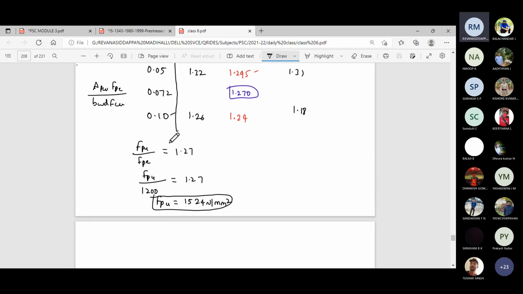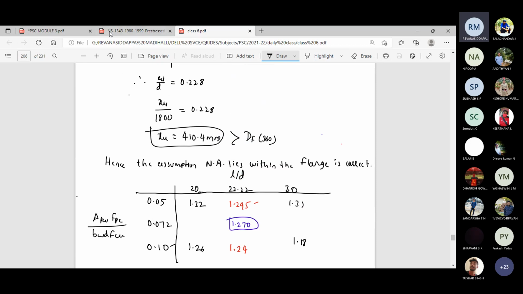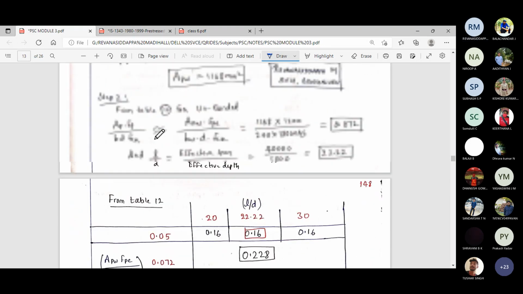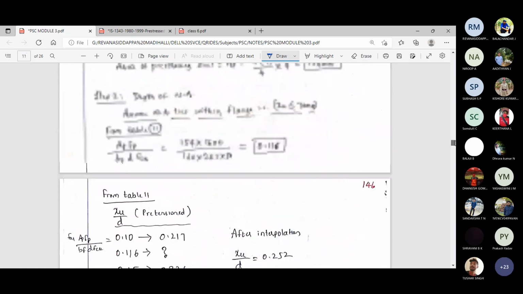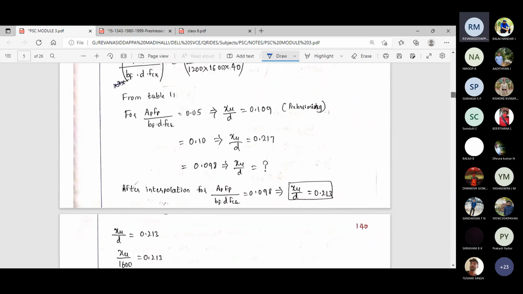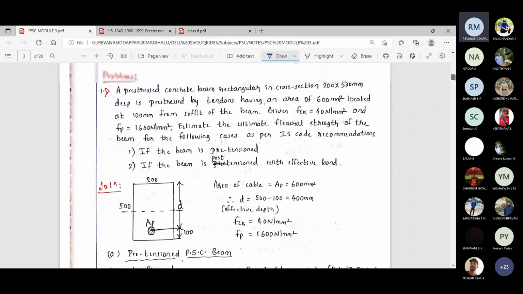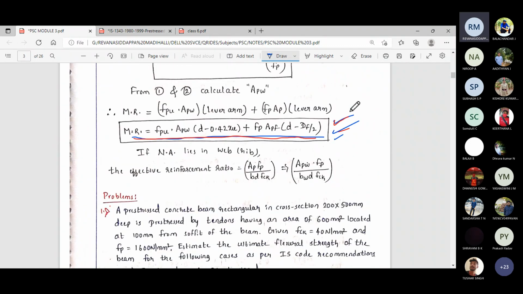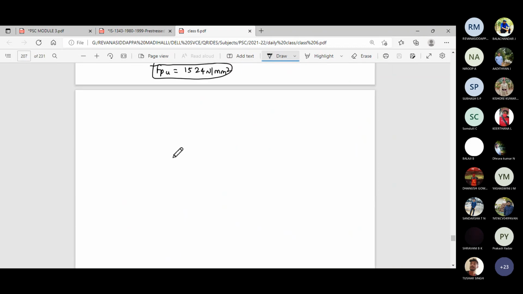Now you have got the value of APU, you have got the value of XU. Use this formula to get the moment of resistance value. What is the formula we have for depth of neutral axis lying in the web? So this is the formula. As I said, you need to remember this formula, students. Let me copy this formula here. We know that, step 3.